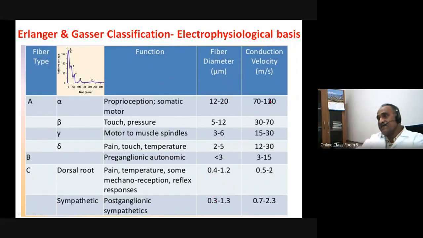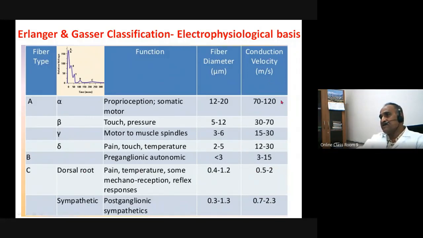Now let us see the conduction velocities. This is 70 to 120 meters per sec. Beta is 30 to 70 meters per sec. Then gamma is 15 to 30 meters per sec. Delta is 12 to 30 meters per sec. The B fibers have a conduction velocity of 3 to 15 meters per sec, and C fibers are the slowest, 0.5 to 2 meters per second. So that is the C fiber, maybe dorsal root or sympathetic.